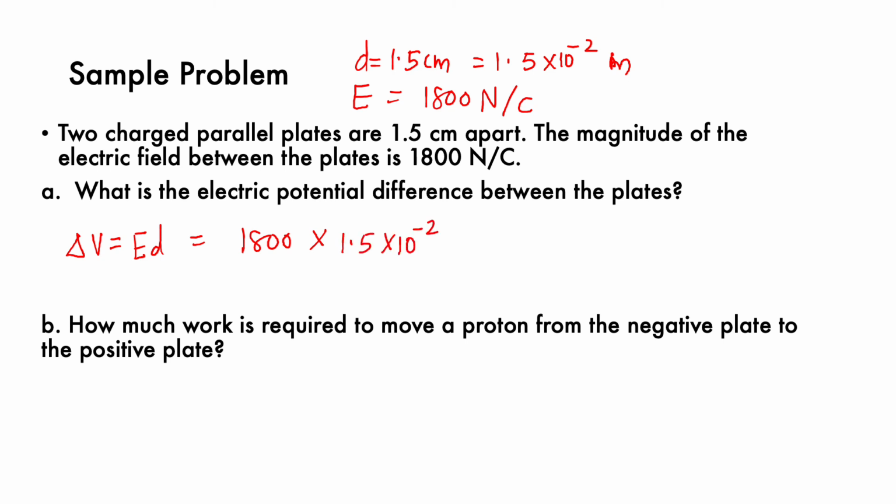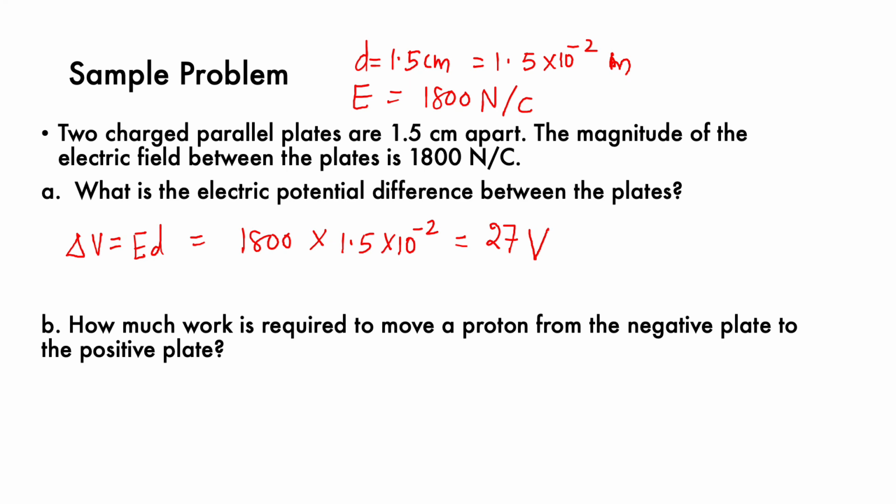I'm just going to use my calculator here. You can also check with your calculator. That comes out as 27. Let me just confirm once again. Yeah, that comes out as 27, and we are calculating electric potential difference, so the unit will be volt.